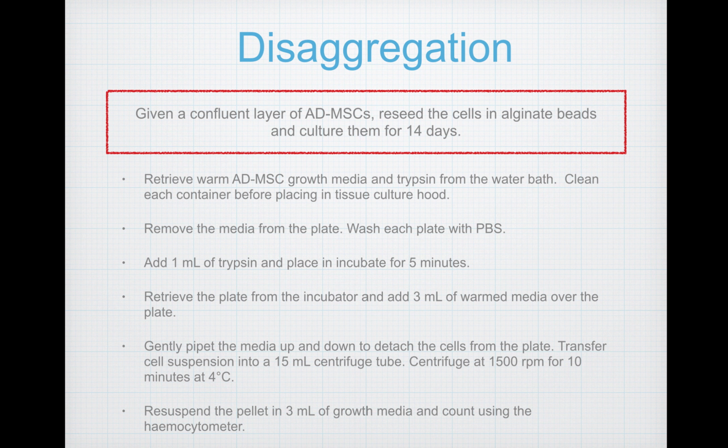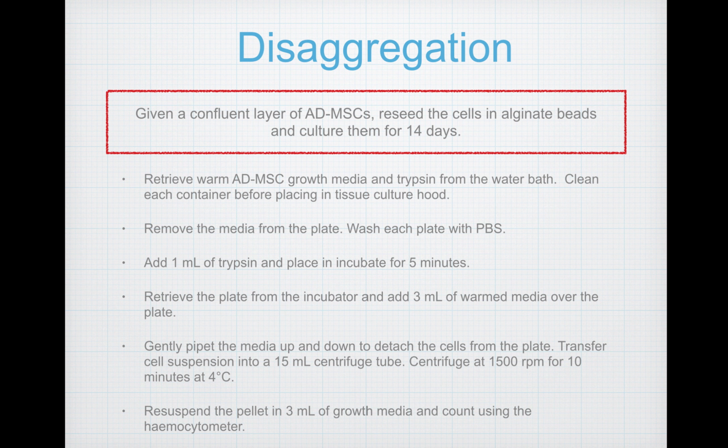Now this is the part that you didn't see in the video. After the plate has been in the incubator for 5 minutes, you'll take it out and you'll add 3 milliliters of warmed media over the cells. Then gently pipette the media up and down to detach the cells from the plate, just like you've done in the previous labs. You'll then transfer the cell suspension into 15 milliliter centrifuge tubes, and you'll centrifuge it at 1500 RPM for 10 minutes at 4 degrees Celsius.